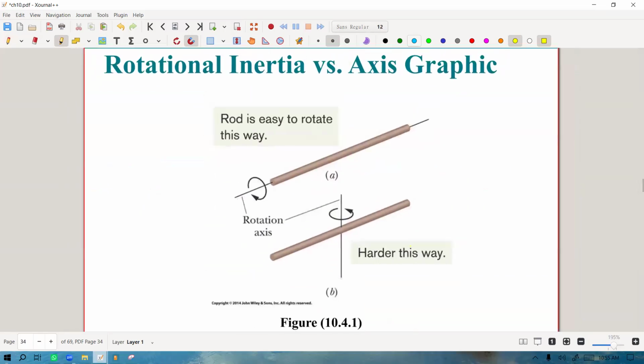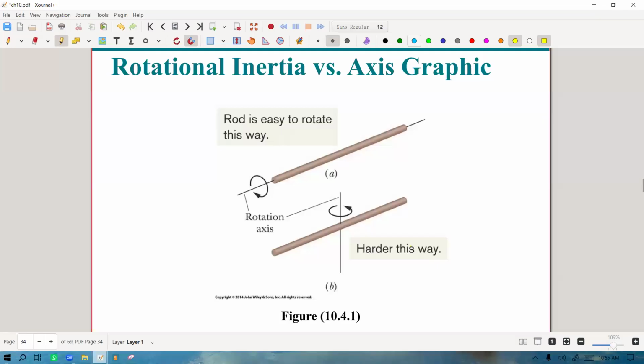Imagine that there are two rotational axes. The first is like this, where you rotate the bar one way, and another one is this way. So this one is a different moment of inertia. The same mass, the same bar, but different moment of inertia. This shows the importance of the axis.